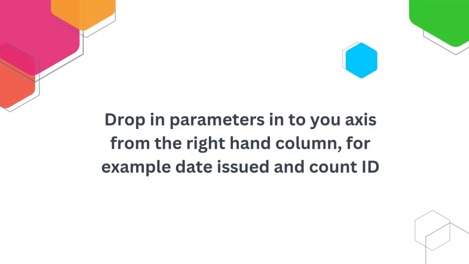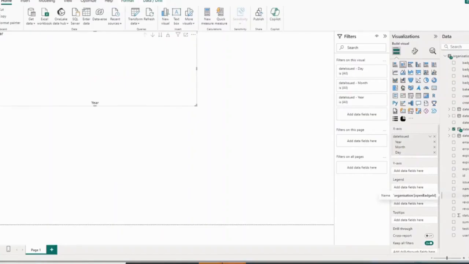Use the data on the side column to drop data into the relevant axis. For example, we are using date issued and count ID in this example.